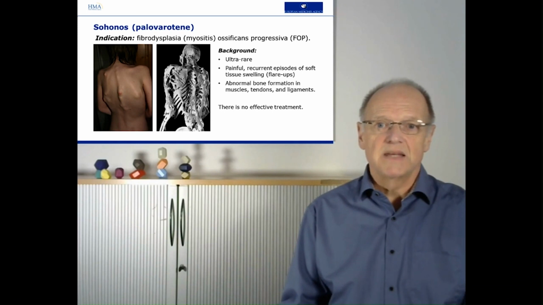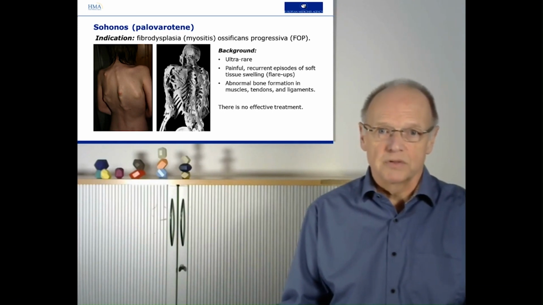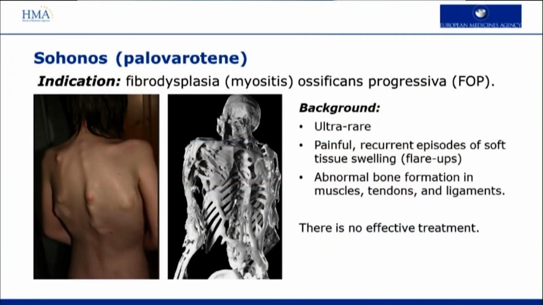Sohonos was intended to offer a therapeutic option for the treatment of fibrodysplasia ossificans progressiva, an extremely rare but horrible disease. There is no effective treatment, and the abnormal bone formation will slowly kill the patients. In other words, there is a tremendous unmet medical need.